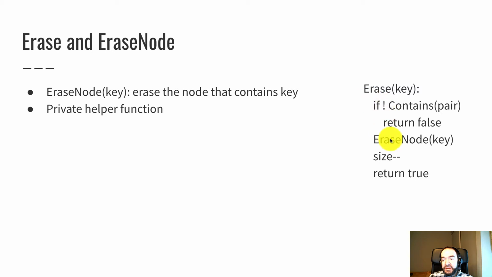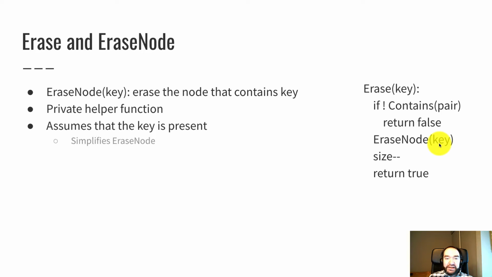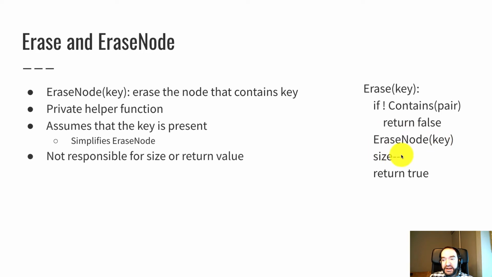For one thing, erase node does not update the sizes, so if a user of our binary search tree class called erase node, their size would get all out of sync, and that would be a problem. The erase node operation assumes that the key is present, so the erase algorithm is responsible for deciding whether the key is present or not, and erase node shall only be called on a key that is certainly in the tree. That simplifies erase node because erase node doesn't have to think about that particular issue. Erase node is not responsible for the size or the true false return value. That is the job of the erase function.